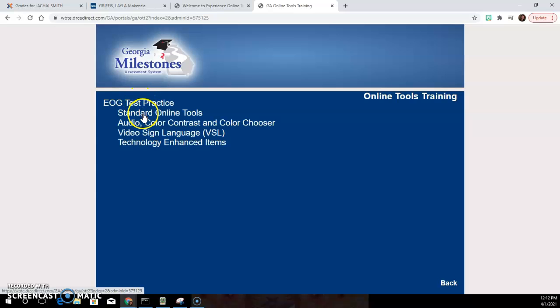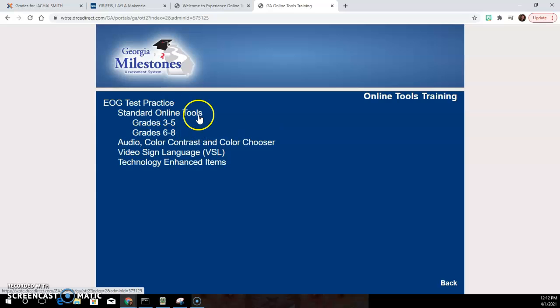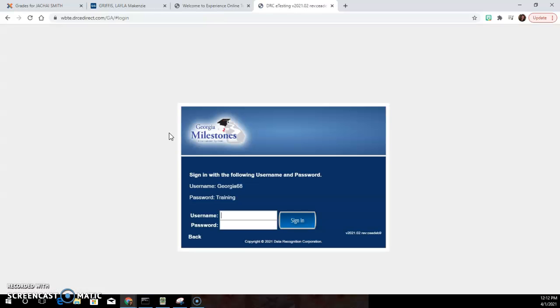Now we're going to go to standard online tools. Okay, that's where the majority of our students are, grades 6 through 8. Now, if you're looking for the username and password, it tells you right above it. So we're going to put in Georgia 68, and the password will be training.